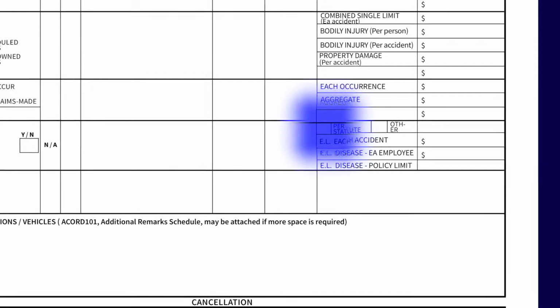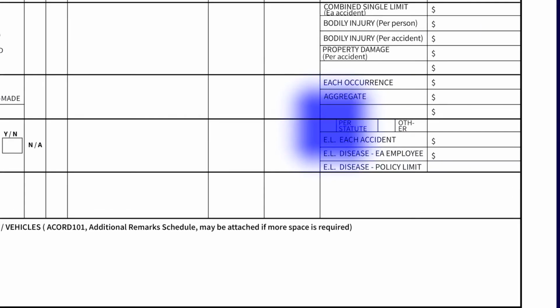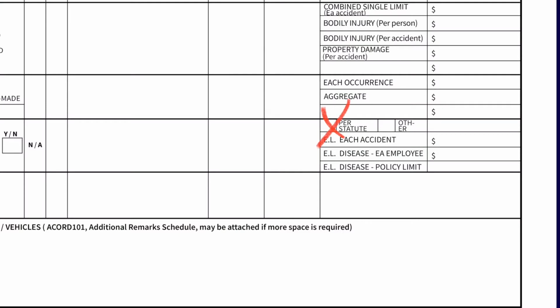Number 18, workers' comp per statute box. In this section, you are most looking for whether or not the workers' comp stat box has an X in it, or if the other box is checked. If the other box is checked, you will need to confirm with the agent why they checked this box. Some states will not allow you to check the stat box if the limits are more than the state minimum. Another reason could be that monopolistic states like Ohio cannot check the stat box, which means they will need to check the other box or leave it blank.